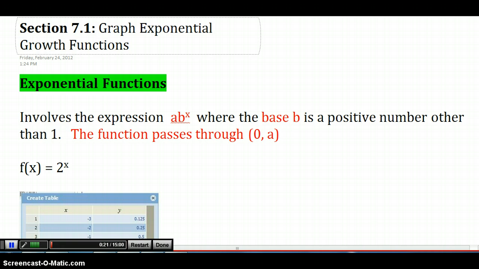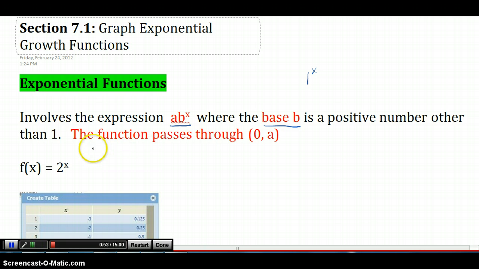So first off, let's just talk about what an exponential function looks like. It involves the expression a times b to the power of x. So some number times another number to the power of x. And b is called your base, and it's some positive number other than 1, because if you have 1 to any power, whatever x is, it's still going to be 1. So that's why it's something other than 1.